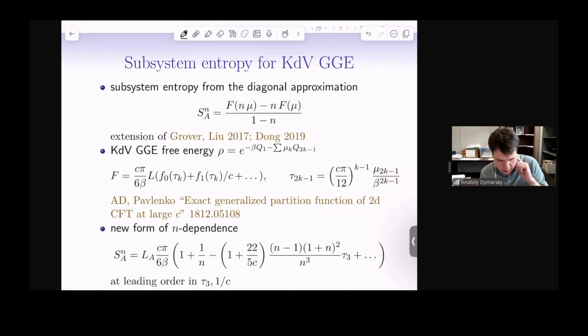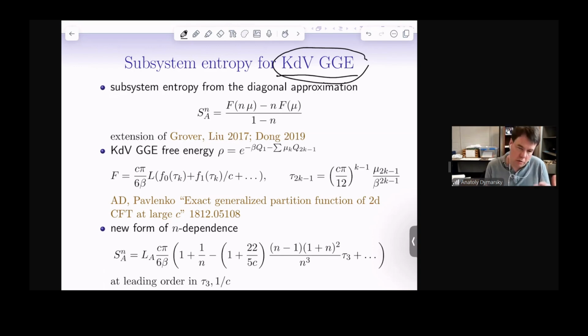I don't have too much time, so I probably need to decide what I want to tell you. I maybe want to tell you what we did in the paper without actually telling you the details. In the paper, we did the following. We used a result which we calculated previously for the free energy of the generalized KdV generalized Gibbs ensemble. And using that result, you can basically calculate the subsystem entropy when the full system is in the KdV GGE ensemble.